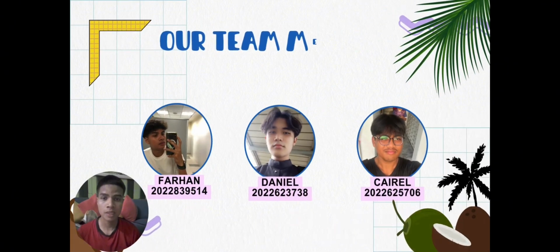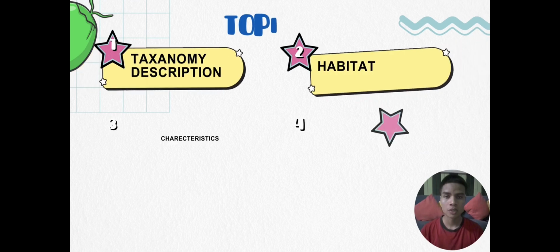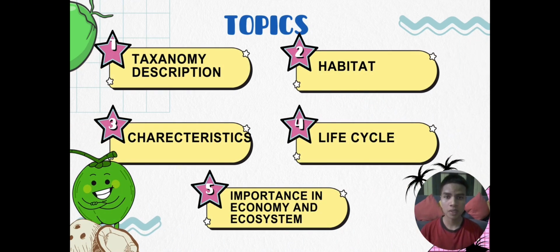Before we start, let me introduce our group members, which consists of 3 members. Starting from me, my name is Farhan, and my student ID is 2022-839514. The second member is Daniel, the student ID is 2022-623738, and the last member is Khairil. The student ID is 2022-625706.